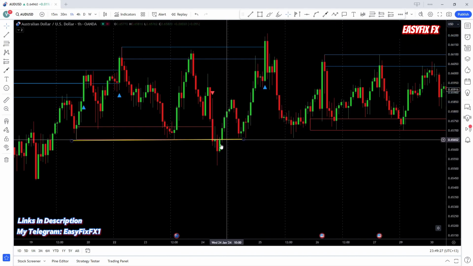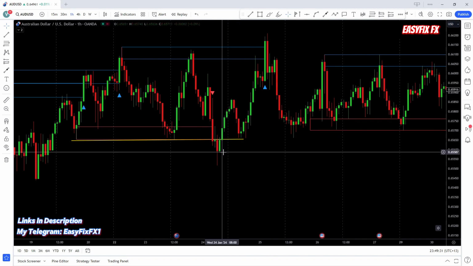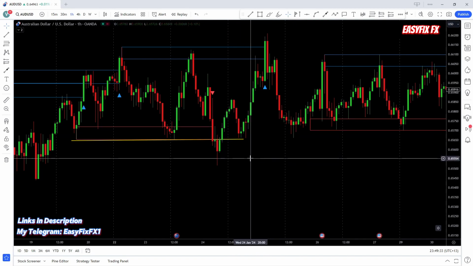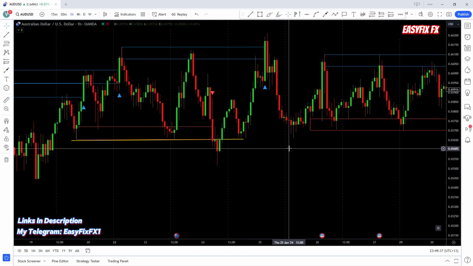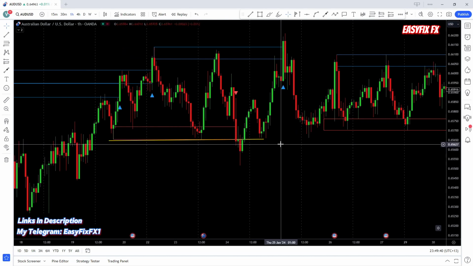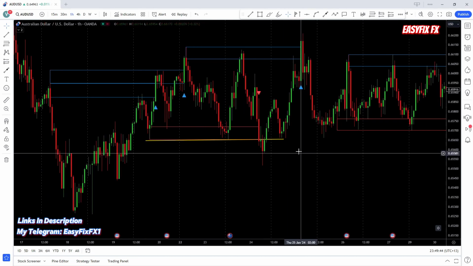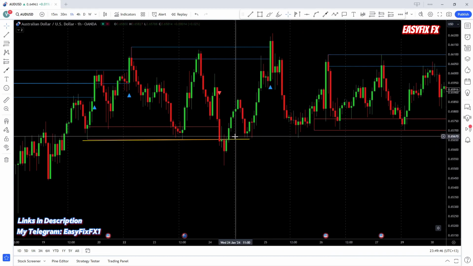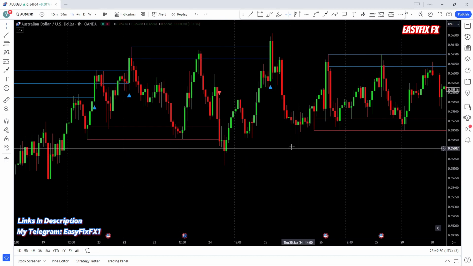You could have made 50%. You could have done crazy things with your account here. You could have made 50% on your account if you knew how to use your risk properly. Well, probably not that much, but I would have probably made about 20% of my account on this trade if you know how to use your risk properly.